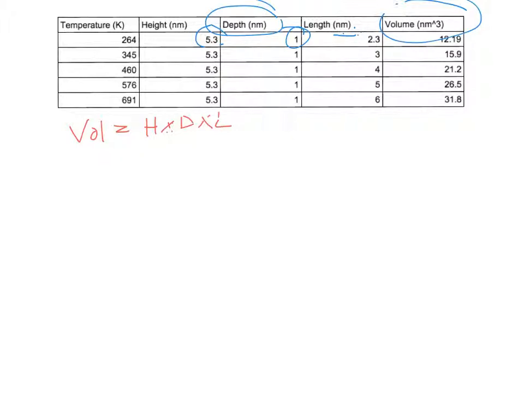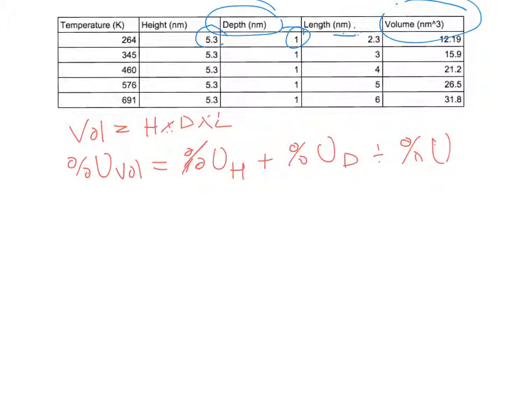But we want to find out how good is that value? What is the error or uncertainty that's inherent within it? So to calculate the uncertainty, because it's a multiplication, I have to convert everything to percentage uncertainties. And the percentage uncertainty for my volume is going to be equal to the percent uncertainty of my height plus the percent uncertainty for the depth plus the percent uncertainty for my length. So it's all of those added together.